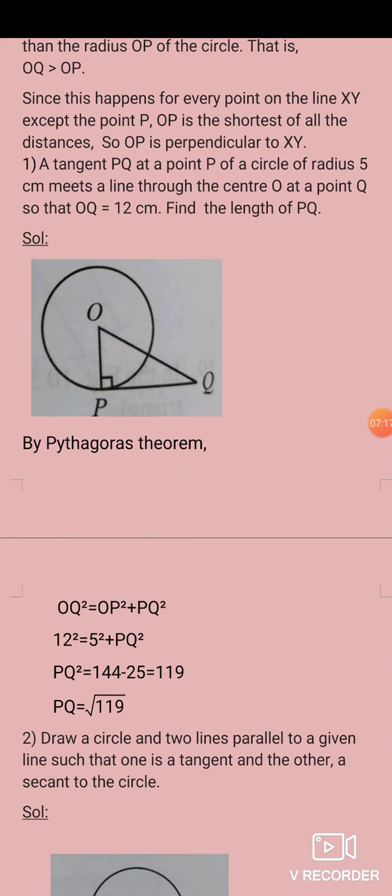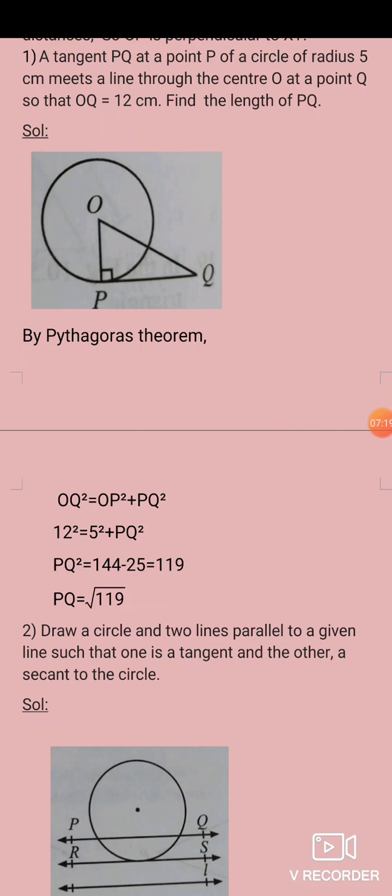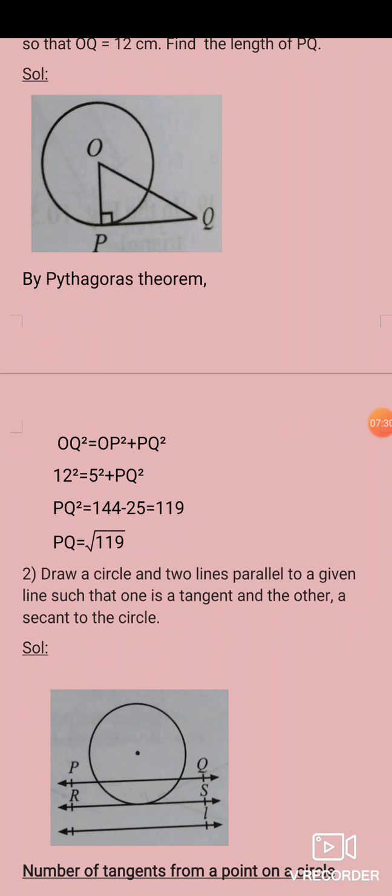Okay. Now next one. Draw a circle and two lines parallel to a given line, such that one is a tangent and the other is a secant of the circle. So listen carefully in this figure. So three lines are there.